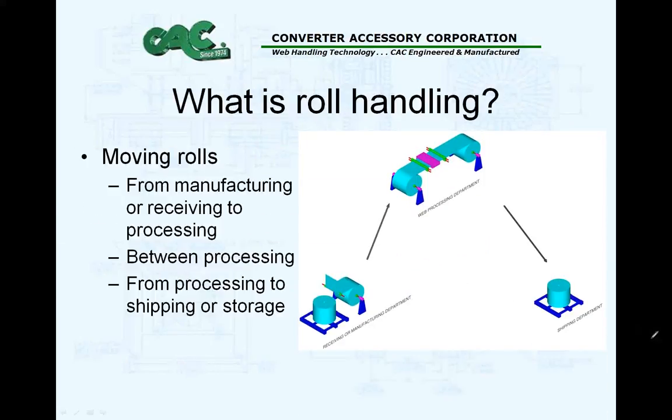So first of all, what is roll handling? When we talk about roll handling, we talk about moving rolls around your facility. Basically, you have to get raw materials or stored materials in your facility to your converting department or your processing department, and then you have to move them from your processing department to your shipping department to ship out to your customers. So the question is, how exactly do you move rolls around your plant now, and what kinds of problems may your current system be causing you?